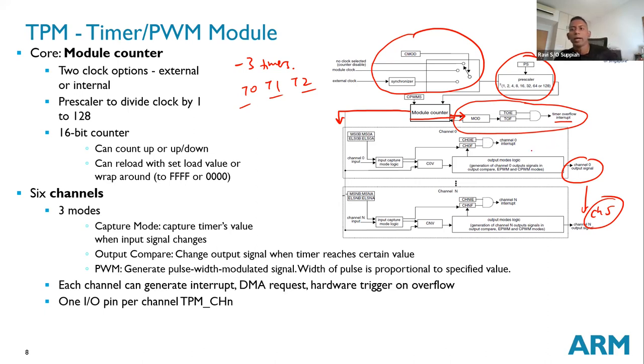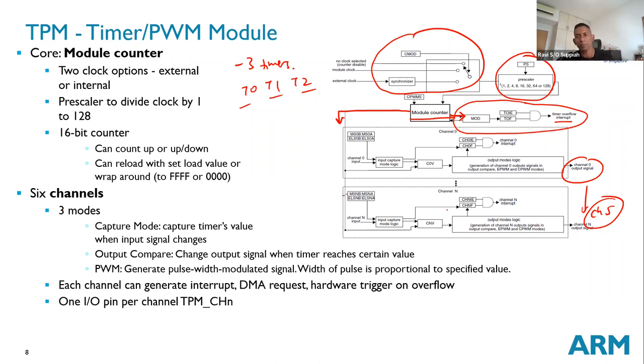So this is used when, like I mentioned, you want to do something at a particular periodic interval. Every 5 milliseconds, I want to do this. Every 10 milliseconds, I want to do something else, and so on. So you can configure all these registers to generate an interrupt, and then when you go to the interrupt service routine, you perform these activities.